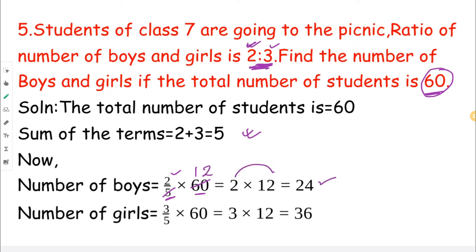Now let's also find the number of girls. How many parts does a girl take? 3, right? 3 out of the total 5 parts. So again, 5 ones are 5 of how many students? 60. Then 5 twos are 10, and 3 into 12 is 36. Right? So when you add, you're going to get 60. So the number of boys is how much? 24, and the number of girls is 36.